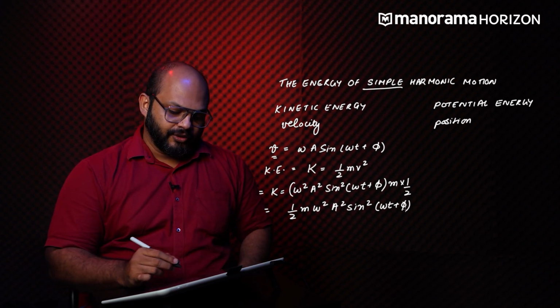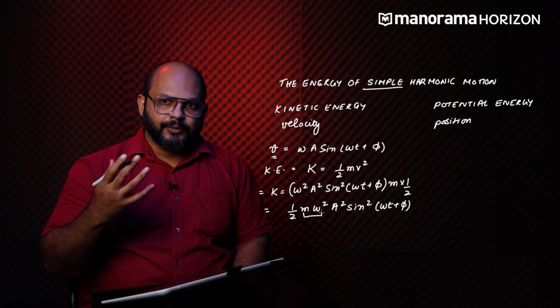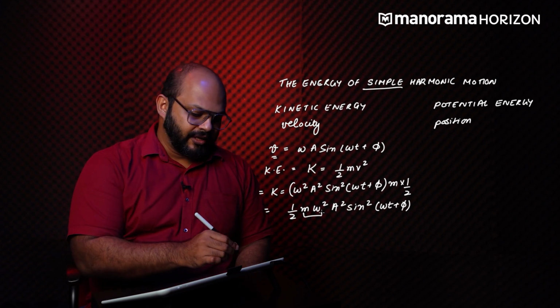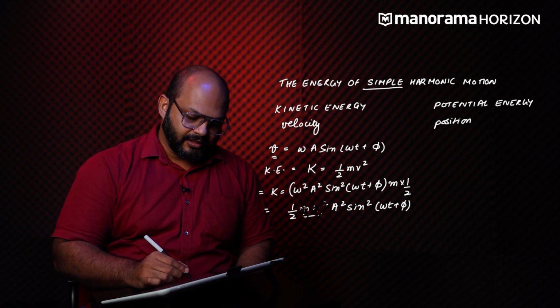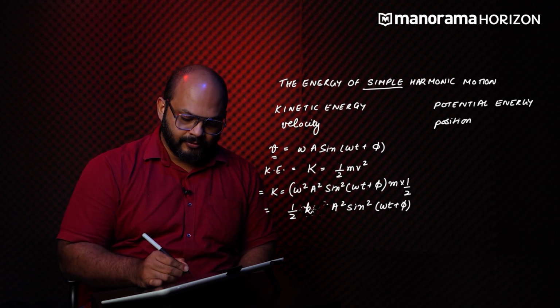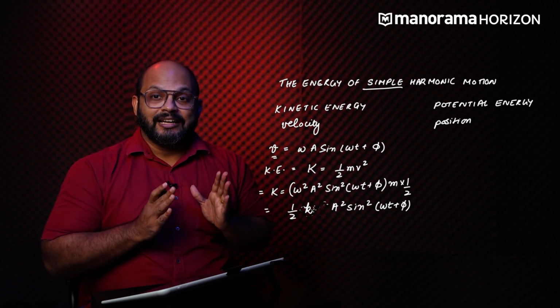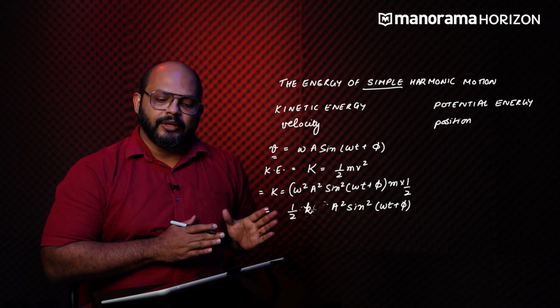Now in this case, the term mω² is the same as the spring constant of the system. So we can replace this term with another term called small k. So this simply becomes small k. So here we have an expression for the kinetic energy of a system undergoing SHM.